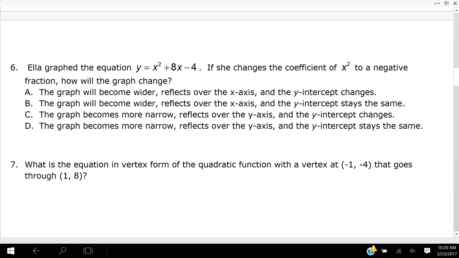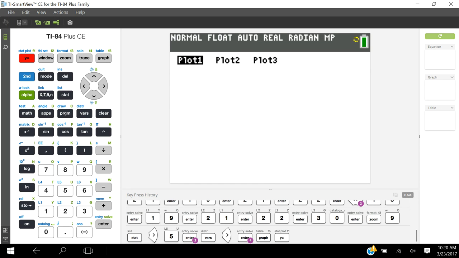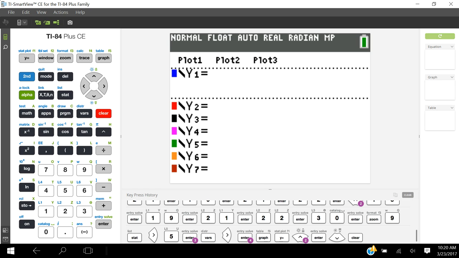Oh, and because I changed it to a fraction, it's not in vertex form. So let's go to our graph, turn off the plot, and clear out y equals. Let's start with what we started with, x squared plus 8x.